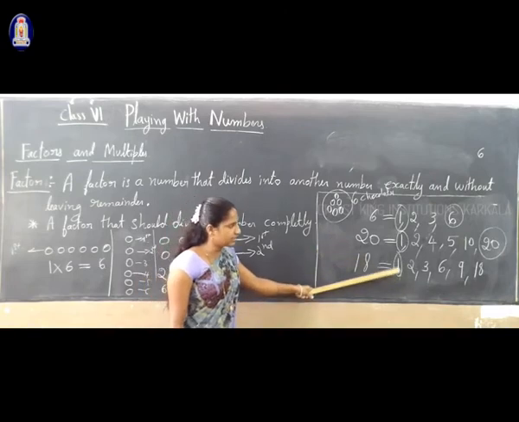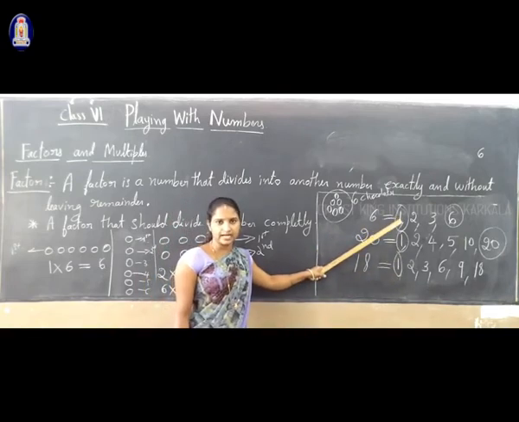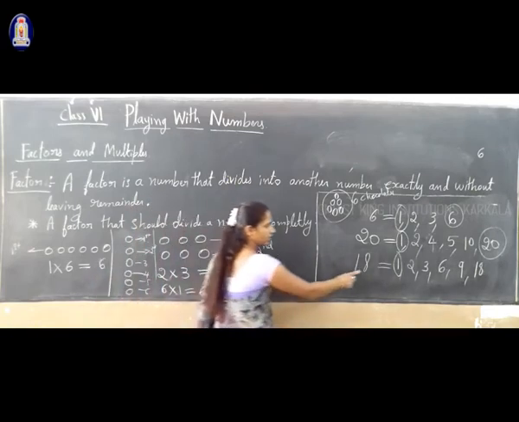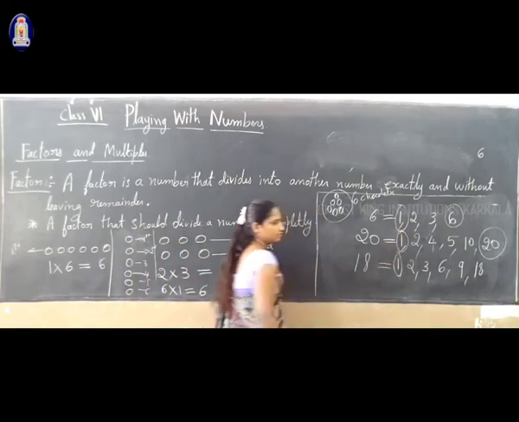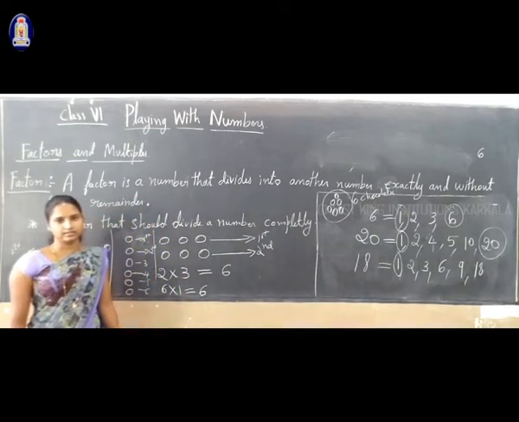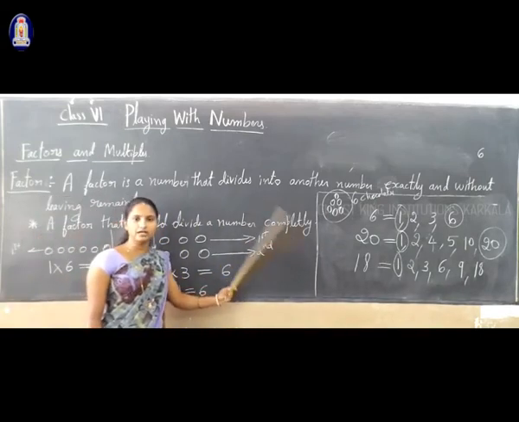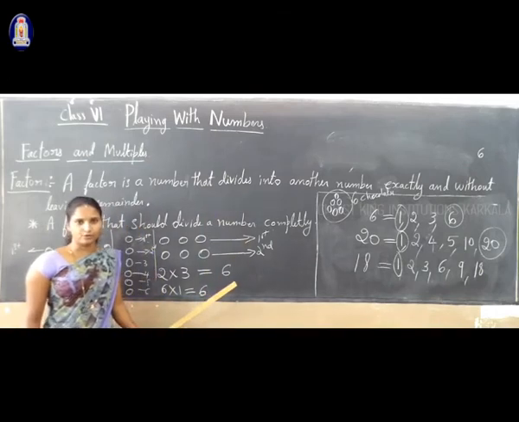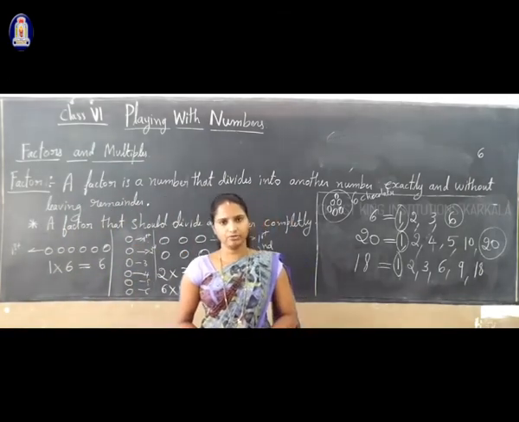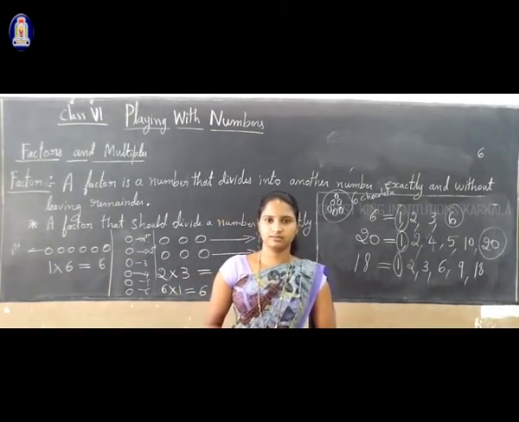So we get that 1 is a factor. So we can say that 1 is a factor of all the numbers. We can see 1 in all the numbers, meaning 1 is a factor of all the numbers. Clear? Yes. So this is about factors. I hope you understood this concept, factors. Next we will see what multiples are.